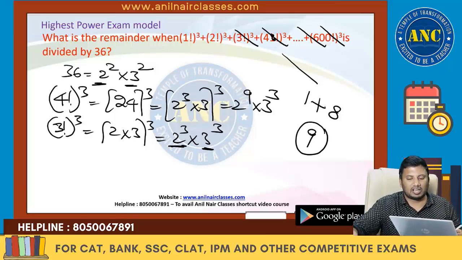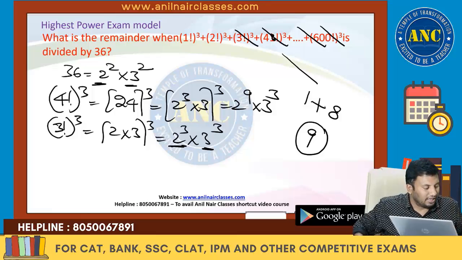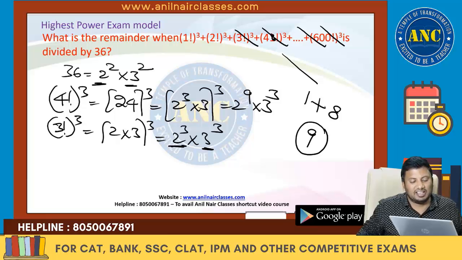I hope it is clear. Actually, I remember this question is not divided by 36. It is divided by some other number. That original question I will keep. 3 factorial is 6, cube is 216. 216 is divisible by 36. So from 3 factorial onwards, 1 plus 8, answer is 9.